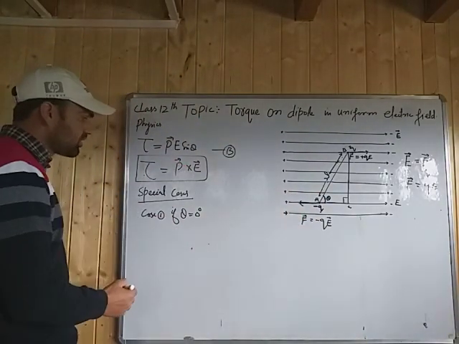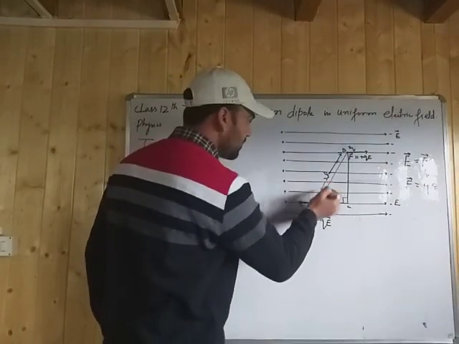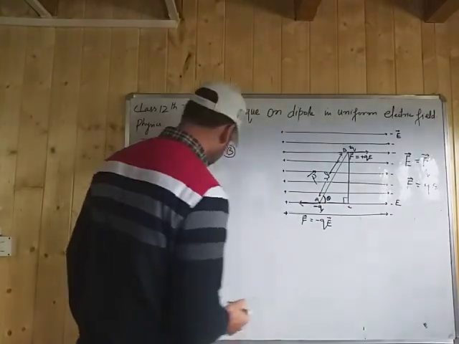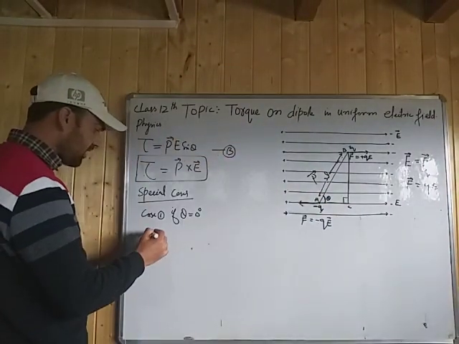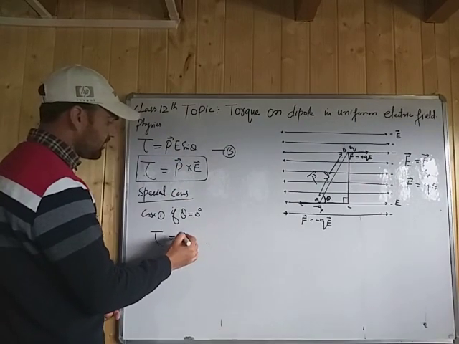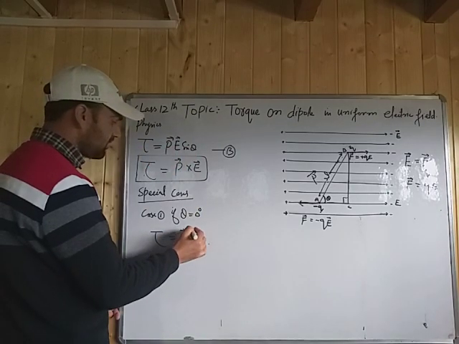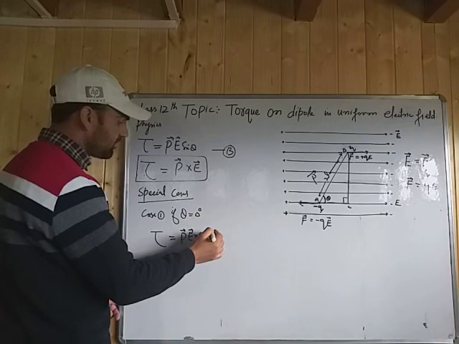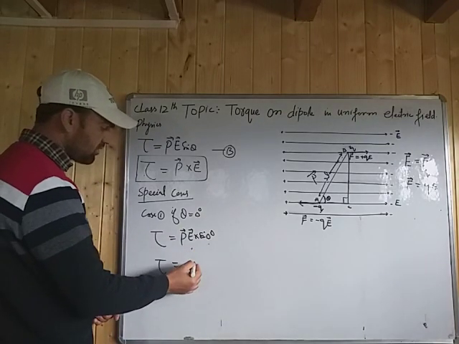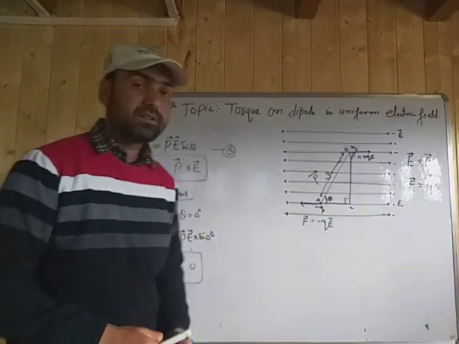So if theta is equal to 0, theta जो है that is the angle between dipole moment P and the electric field. So we can write here tau is equal to P, the dipole moment, into E, the electric field, into sine of 0 degree. So tau will be equal to 0. That means at that time no torque acts on the dipole.